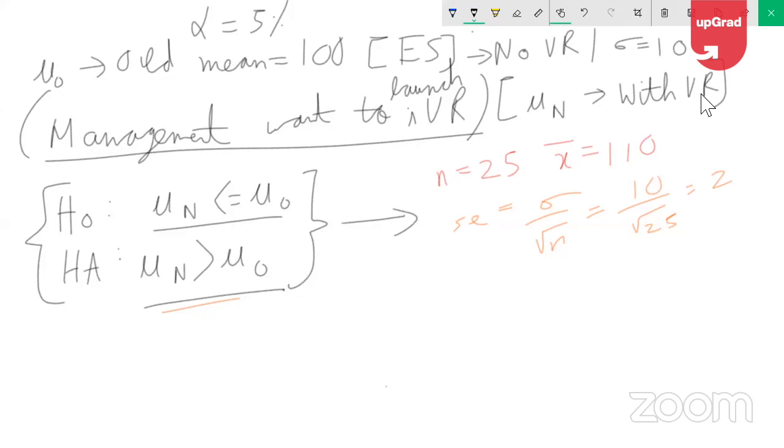So people who said reject, you're right. The answer is reject null. So we will reject null and we will accept alternate. That is the answer to the question, and I will show you why. Accepting alternate means we will launch the device. Let me drop the figure and show you why it happens.